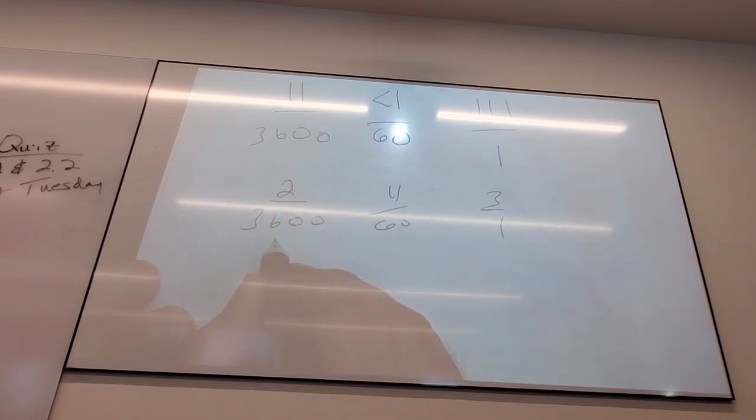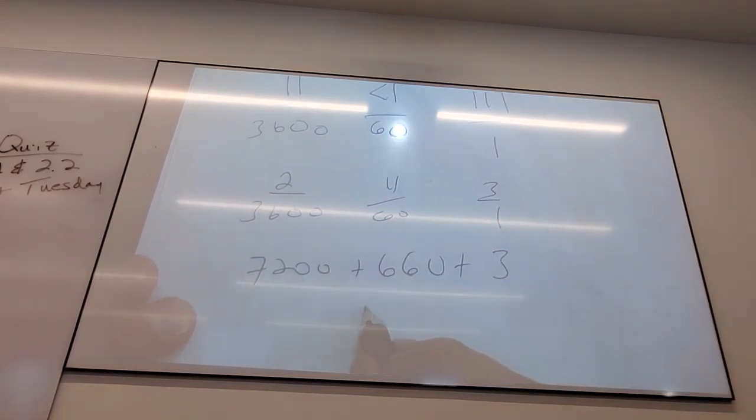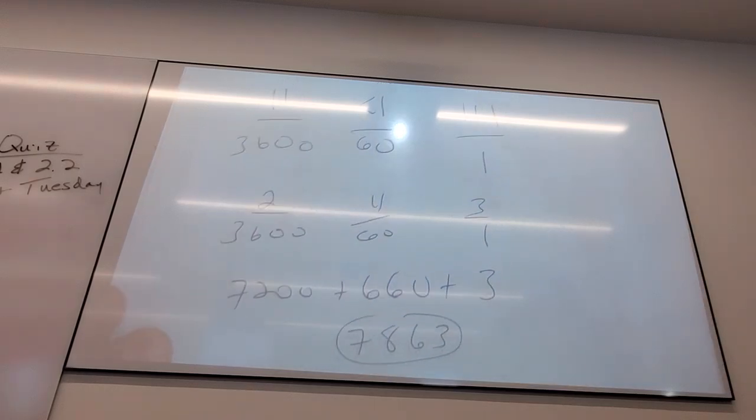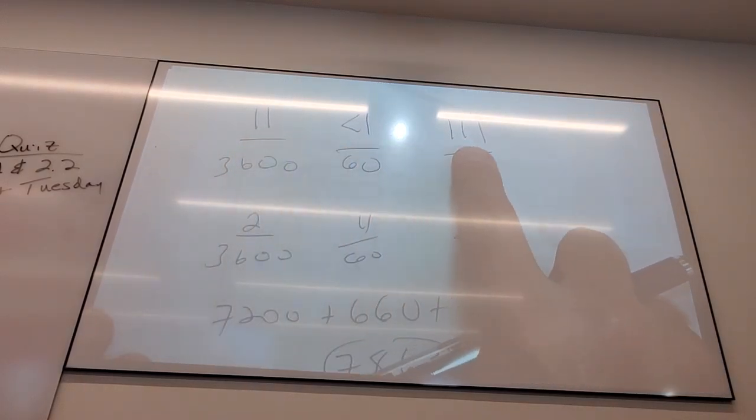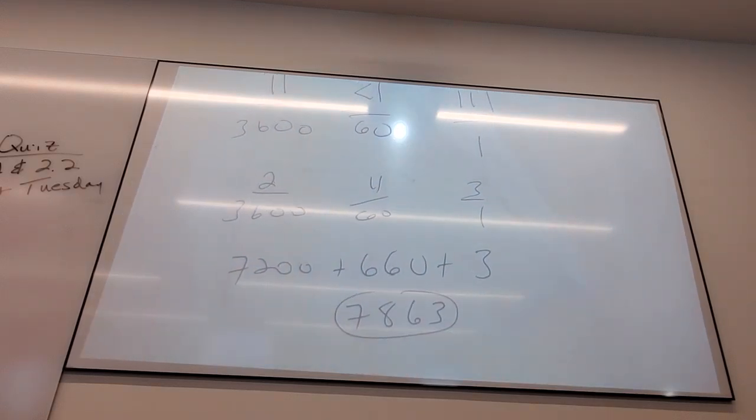So 2 3600s is 7200 plus 1160s we saw a minute ago plus 3. So you get 7,860. Kick ass. So this numeral, if you saw it written on a Babylonian tablet somewhere, it would represent 7,863.